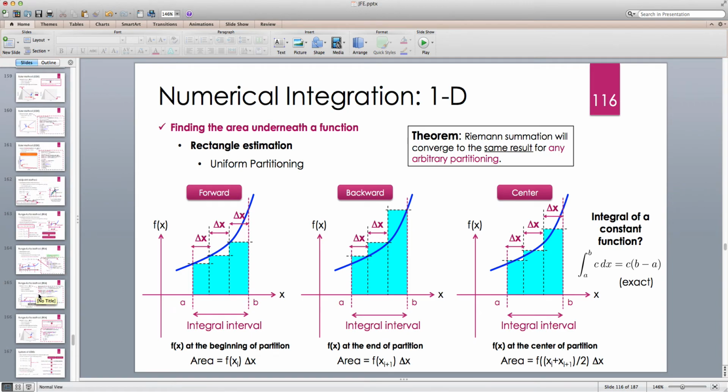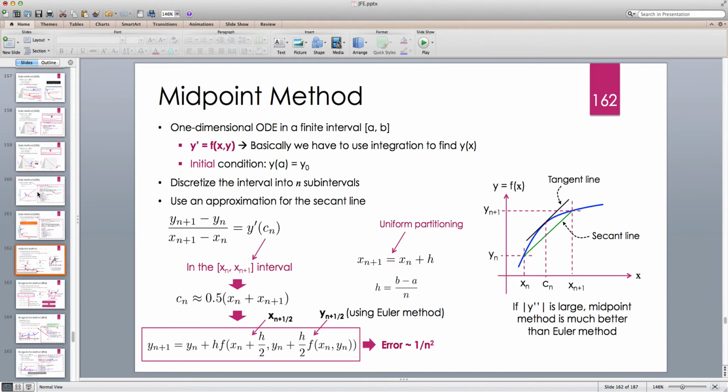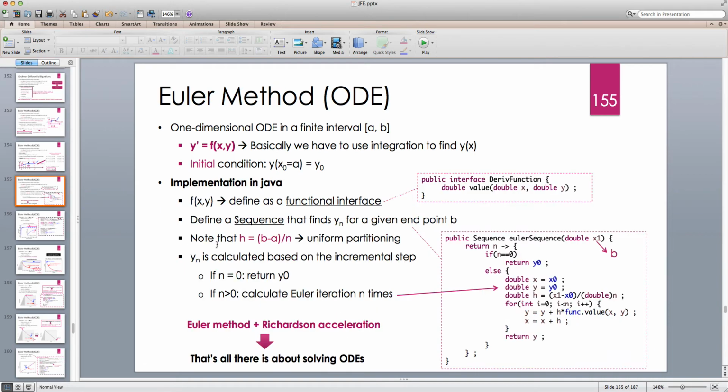Alright, so this is the midpoint method. The code is exactly similar to the Euler method. So what we did for the Euler method here, instead of having Euler sequence, we create the midpoint sequence, and everything is the same. We start from x0, y0. We define the h, which is x1 minus x0 over n, and here x1 means the b, the point that we're trying to find the value of the solution.